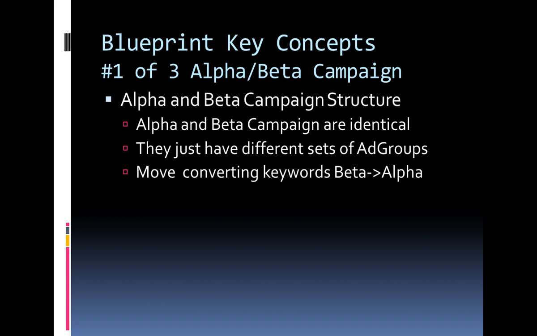The purpose here is that over time we collect more and more converting keywords, which allows us to lower the budget of our beta campaign and increase the budget of our alpha campaign that will hold all our converting keywords from the past.